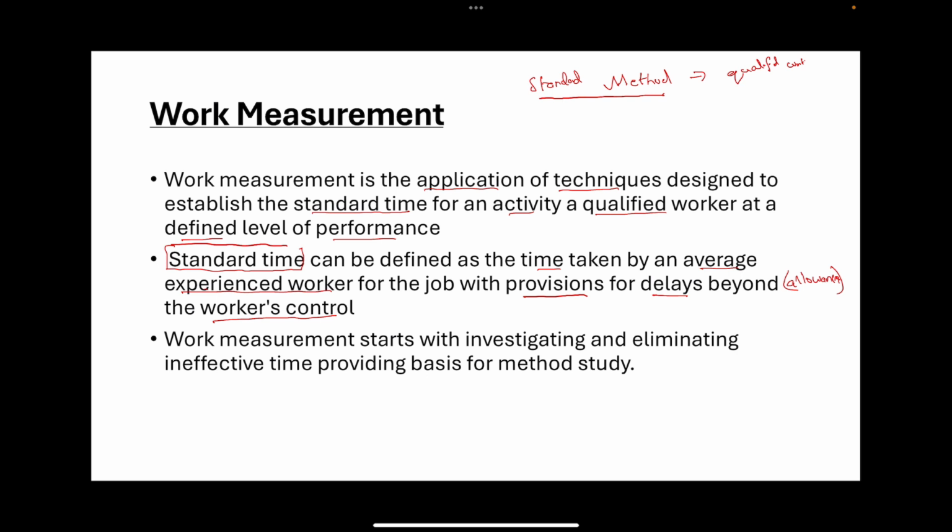Work measurement starts with investigating and eliminating ineffective time, providing a basis for method study. We have already found the standard method, then we are going to measure it. But while measuring the standard time, we can eliminate ineffective time. Thus, we can modify the method also. So indirectly, it can help in fixing the method. Usually, the standard method is found out, then you do the work measurement.